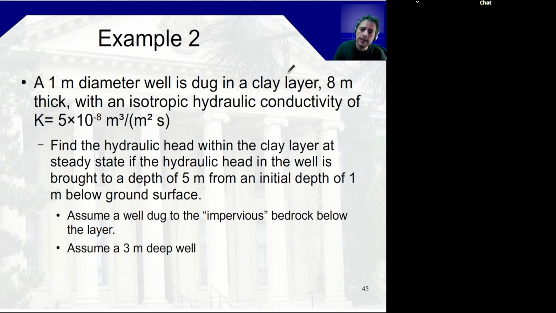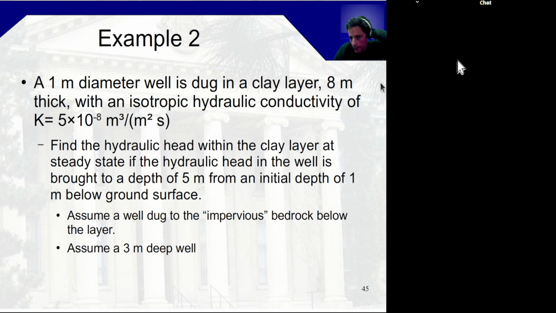So the next example that we want to solve will be using a 1 meter diameter well that we dug in the clay layer, which is 8 meter thick, and it has an isotropic hydraulic conductivity of 5 times 10 to the minus 8 meter per second. Okay? So find the hydraulic head within the clay layer at steady state.